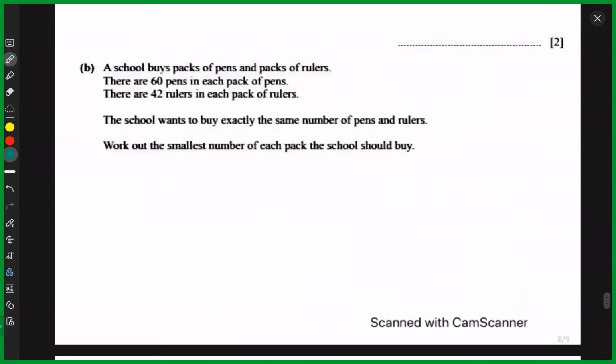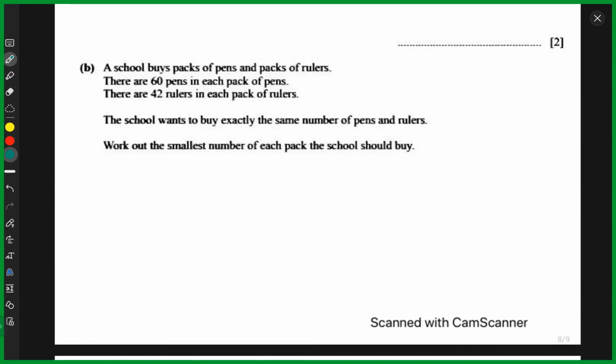Okay, let's discuss that quickly in 2 minutes. It says a school buys packs of pens and packs of rulers. There are 60 pens in each pack of pens, and there are 42 rulers in each pack of rulers. The school wants to buy exactly the same number of pens and rulers. Work out the smallest number of each pack the school should buy.